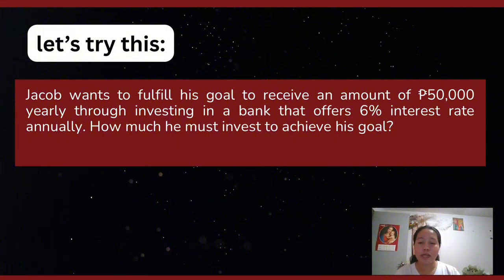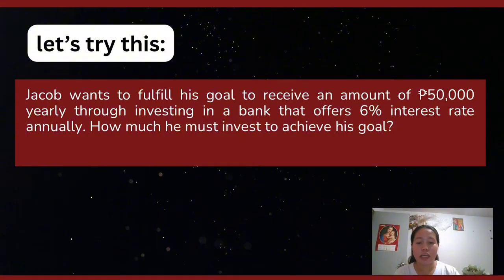Since Miss Judeylyn already discussed the content of perpetuity and provided some types, formula, and also an example, I have here another example to try on. So let's try this example. We have Jacob who wants to fulfill this goal of receiving 50,000 pesos every year by investing in a bank that offers a 6% interest rate annually. So the question is, how much must he invest today to make this happen?